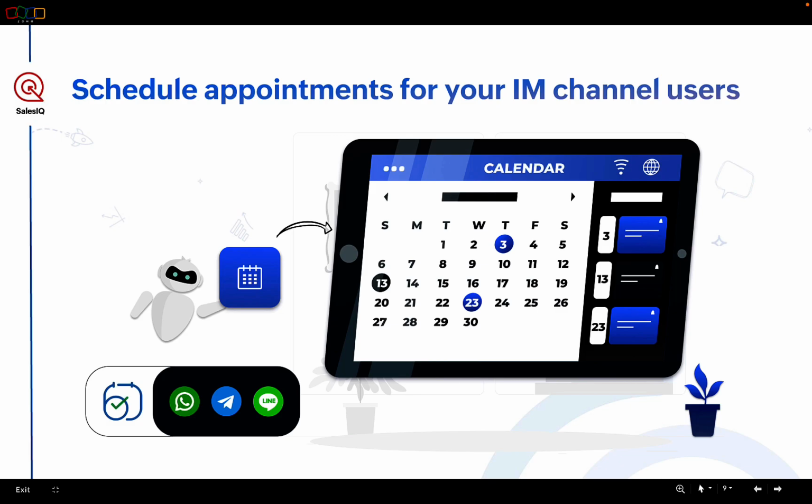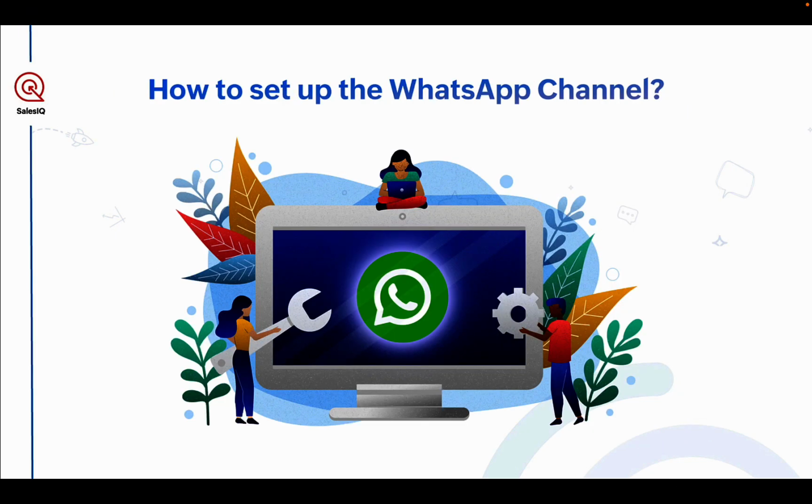Right, so now we have to move on to the next part of today's webinar, which is how to set up the WhatsApp channel. So this is going to be a quick tutorial on setting up your WhatsApp channel. For this, you need a few things before we get started. We need a Meta business account. We also need a WhatsApp business account, and we need a valid phone number.